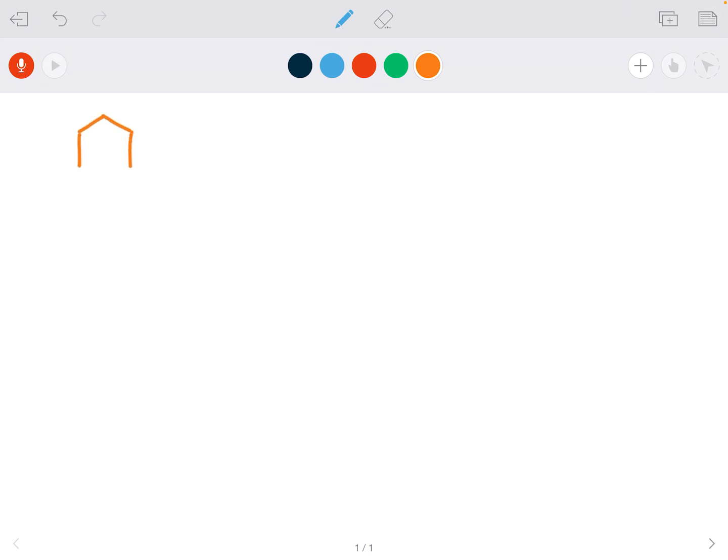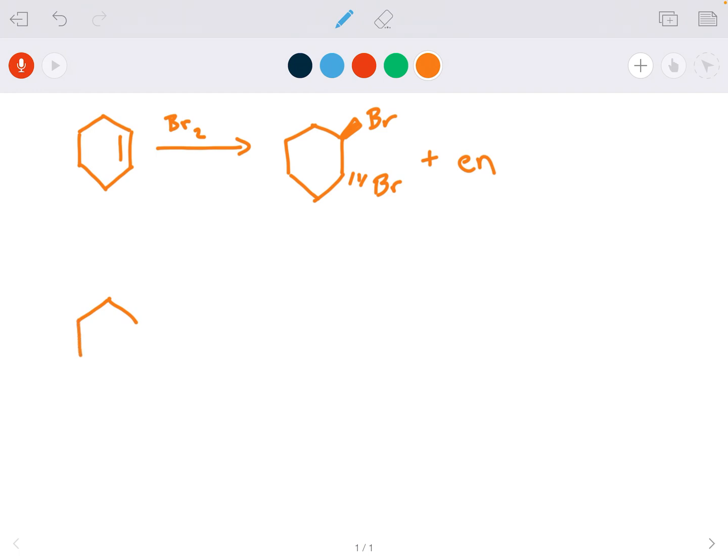So remember with alkenes, say I have cyclohexene here. If I react that with bromine, I'll get addition across the double bond. So it'll give me anti-addition, and then I'll get my enantiomer. If I do the same reaction, but this time with benzene, I get no reaction.